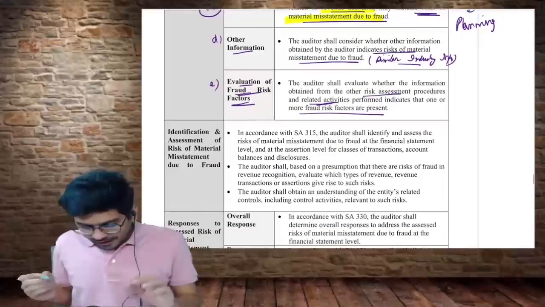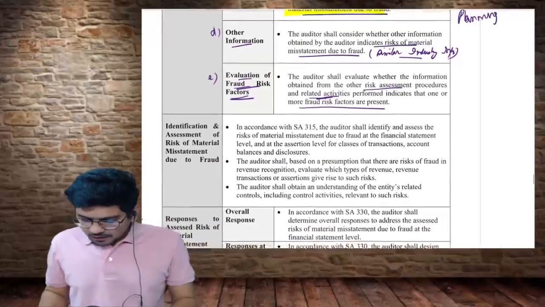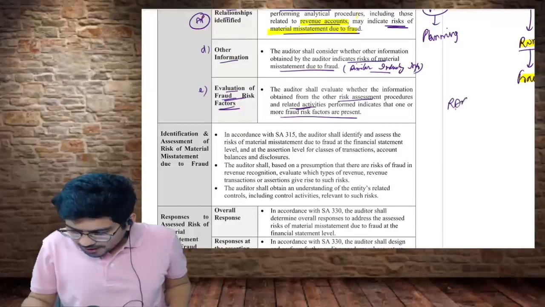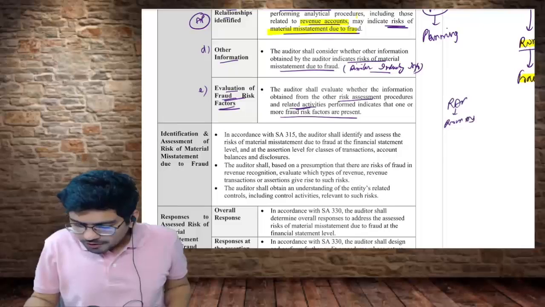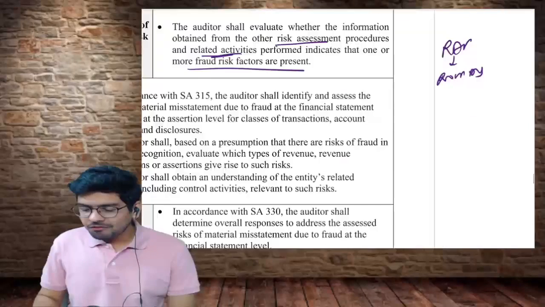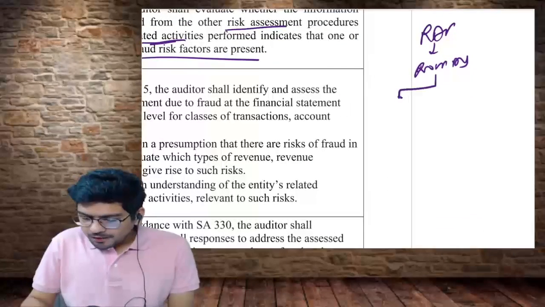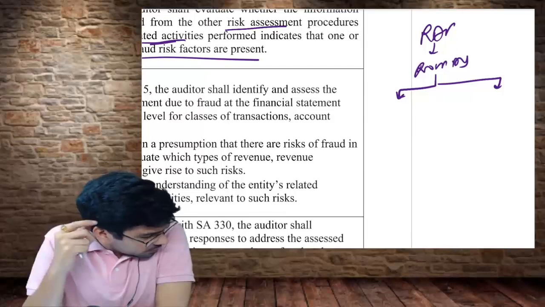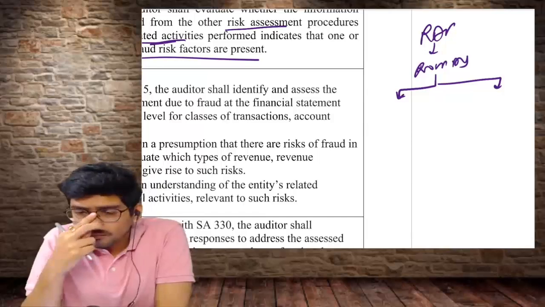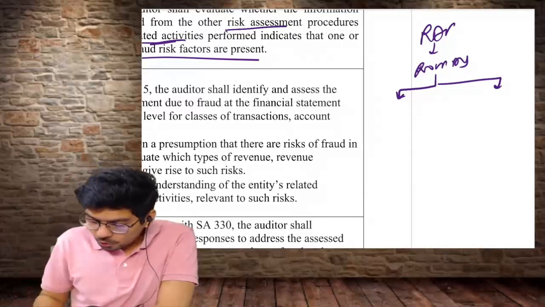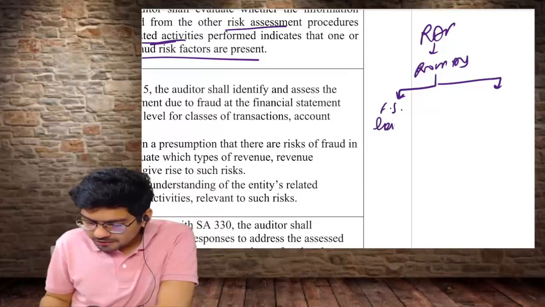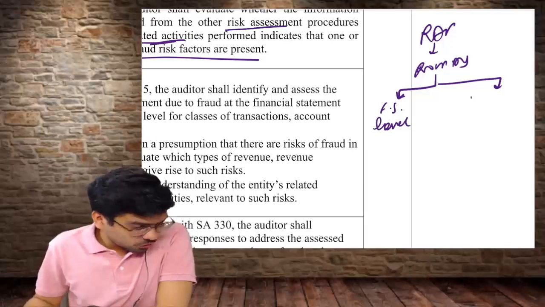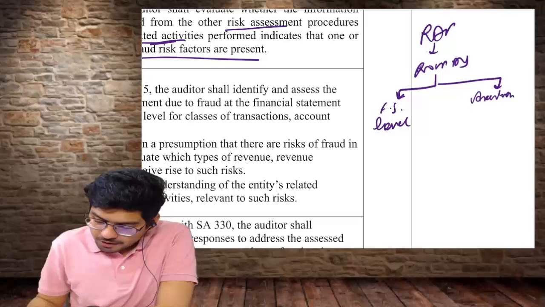Yes. So again, please understand. We have done RAP, and on the basis of which we have assessed the ROMMS. Now, do you remember in 315, I told that ROMMS is determined at 2 levels. Can you name those 2 levels? Don't you think ROMMS is determined at the financial statement level as a whole? And then I told you it is determined at assertion level also. What example did I give you there?